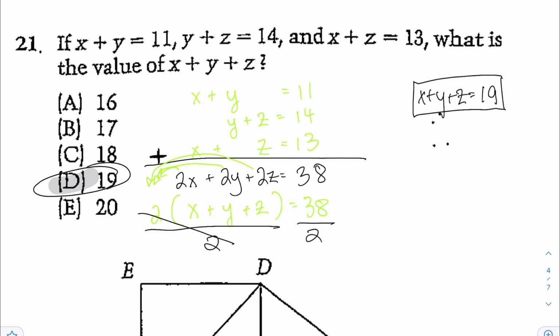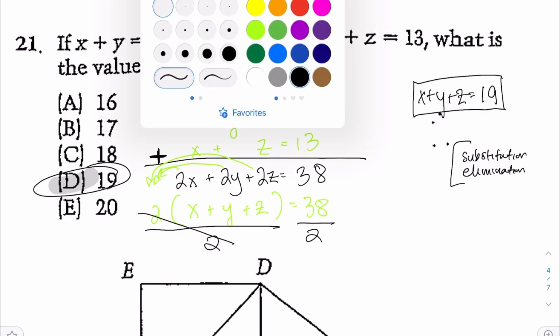Choice D. You don't have to actually find what each variable is equal to. You know that the sum of all 3, x, y, and z, has to be 19, using this variation of the elimination method. And this only worked because we had 2 instances of each of these variables. So in this situation, it worked out really well. In other situations, you'll have to use either substitution or elimination to solve the system of equations. So just keep that in mind.